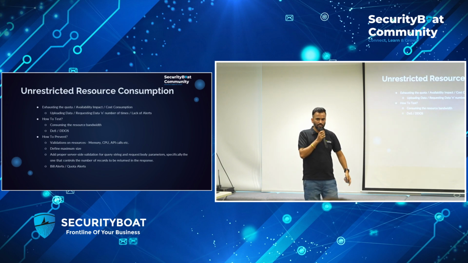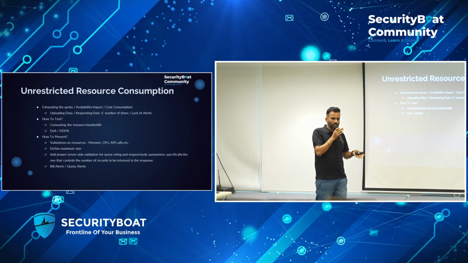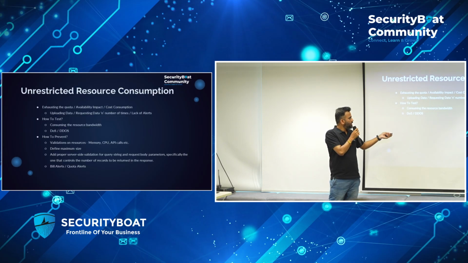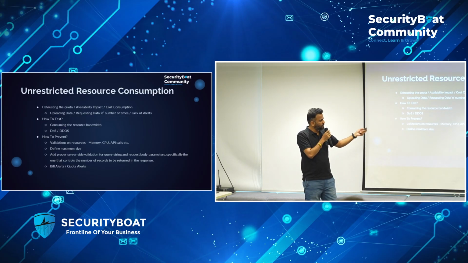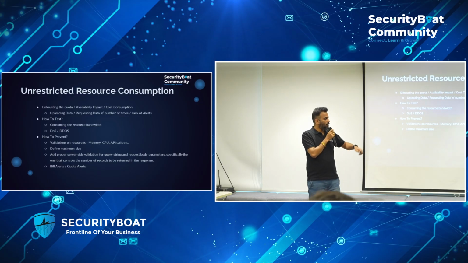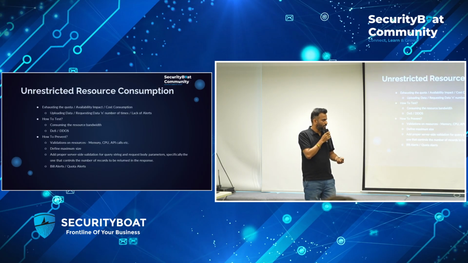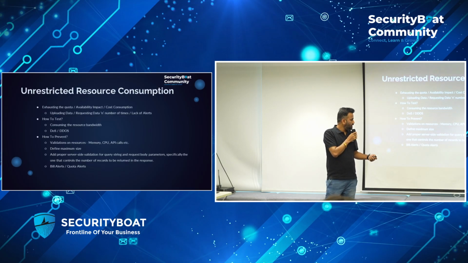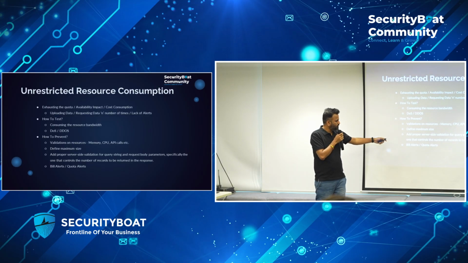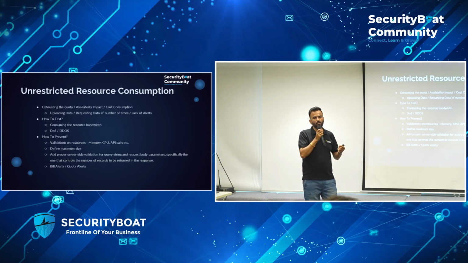It's a simple test case. Try to perform an action which is not supposed to be allowed in the API. DDoS prevention is validation on resources. Always validate what a particular API is meant to do. If 2 MB is allowed, only 2 MB should be uploaded to the particular service. Maximum size, proper server-side validation for query string and request body parameters, bill alerts, quota. So there should always be one more parameter. The system should have an alert if the particular quota is about to be exhausted.